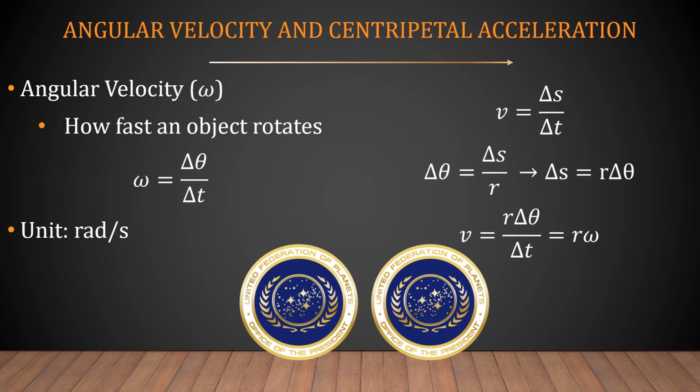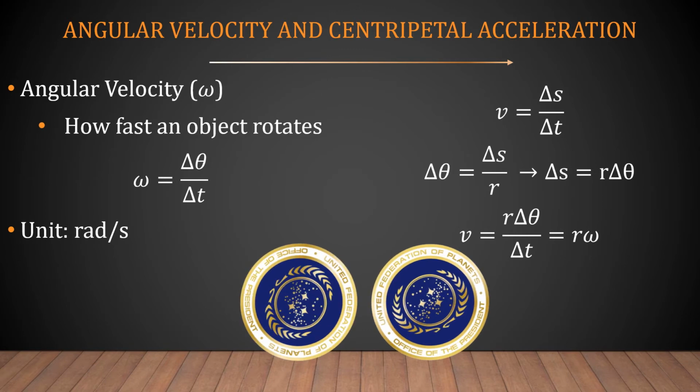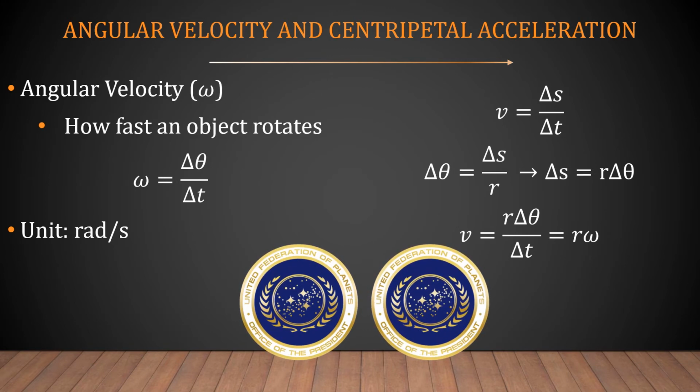Therefore, linear velocity is equal to r times angular velocity. r is the radius of the circle. Like this. This is the angular rotation.